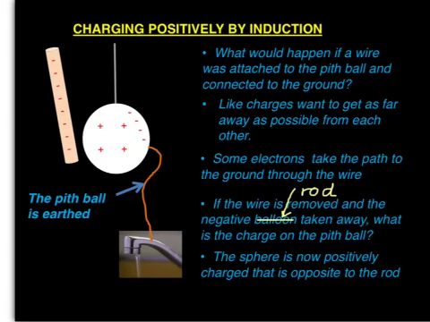Now we earth this sphere or this pith ball by connecting it to the ground or part of the ground, through a piece of wire. Now these electrons have an escape route, so they escape into the ground, leaving the sphere with a positive charge.